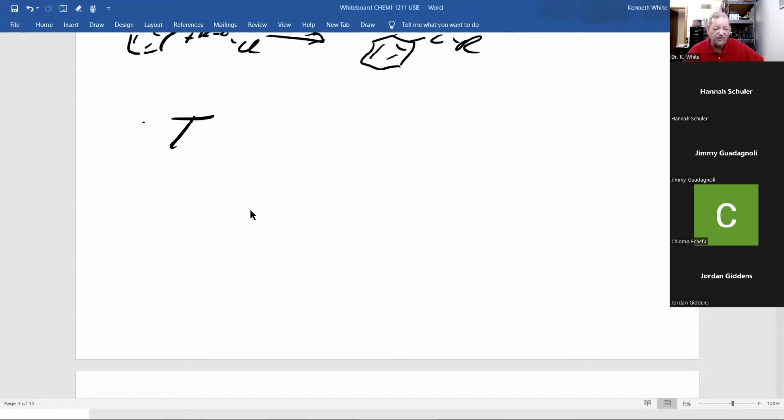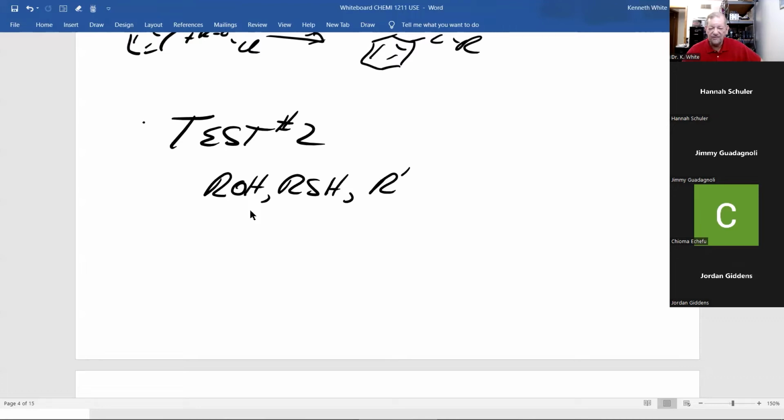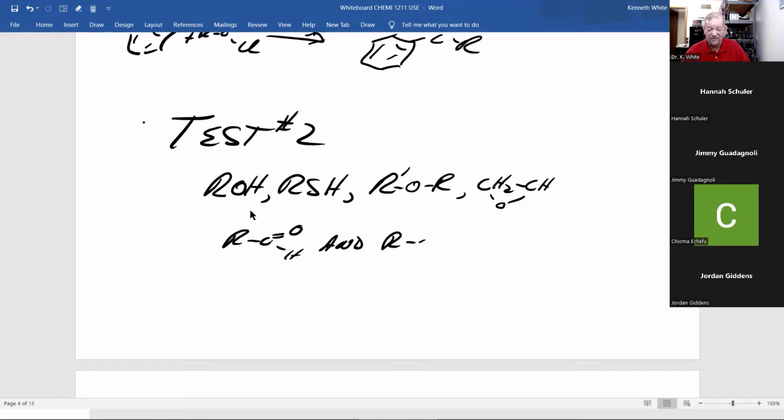So test number 2 will cover alcohols, thiols, ethers, reactions of ethylene oxide, and aldehydes and ketones.